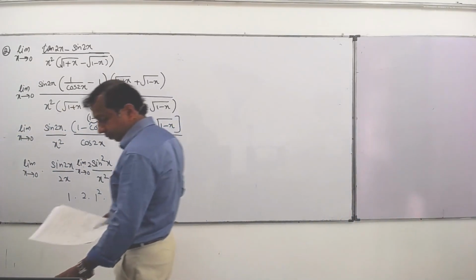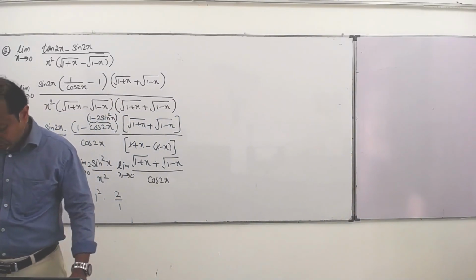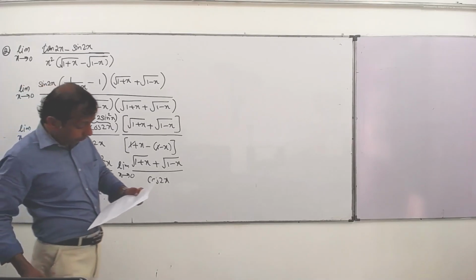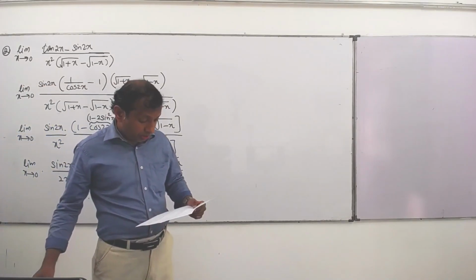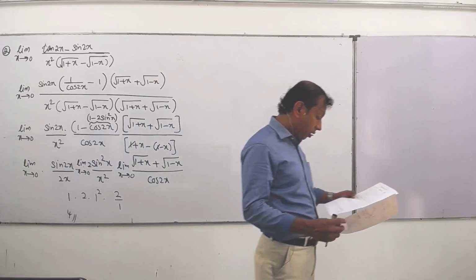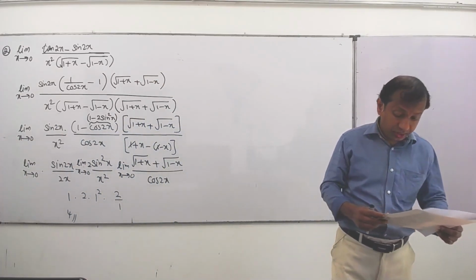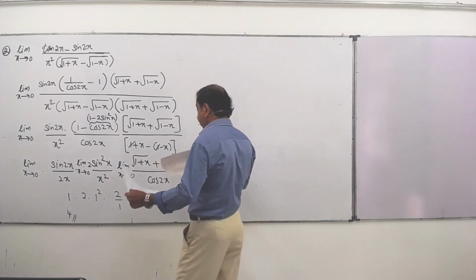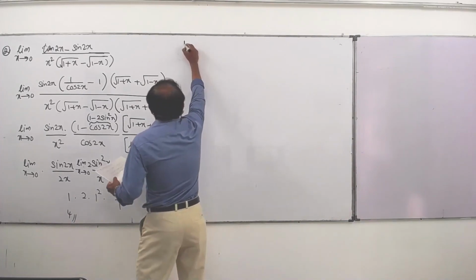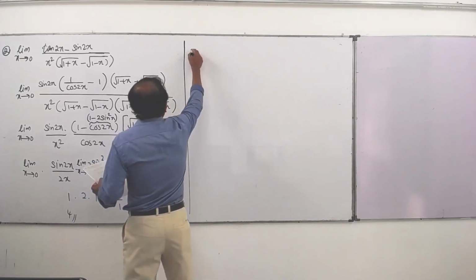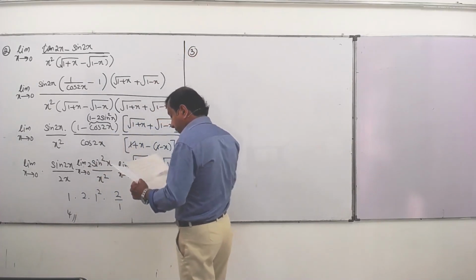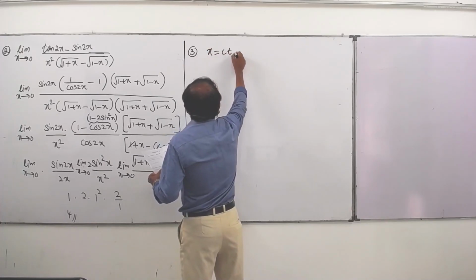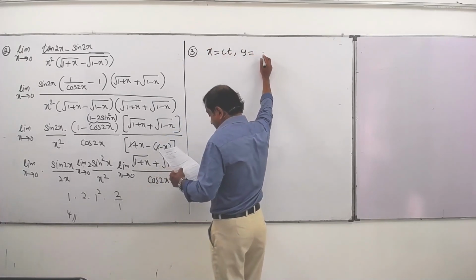Third one. Third one is given this way. Show that the equation of the tangent line to the rectangular hyperbola parametrically given by x equals ct and y equals c upon t. Third. Right, x equals ct, y equals c over t.